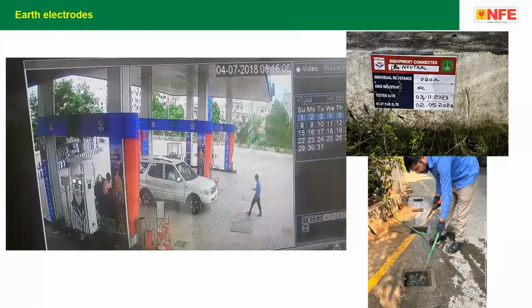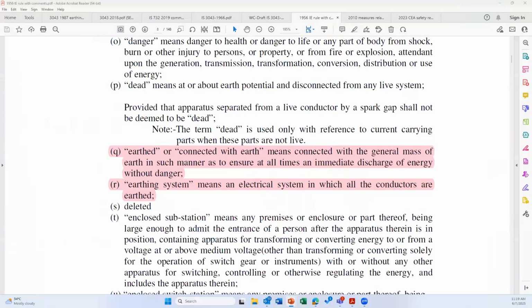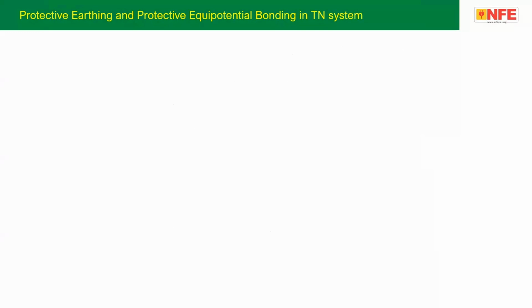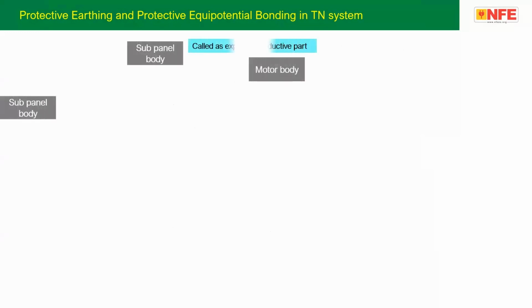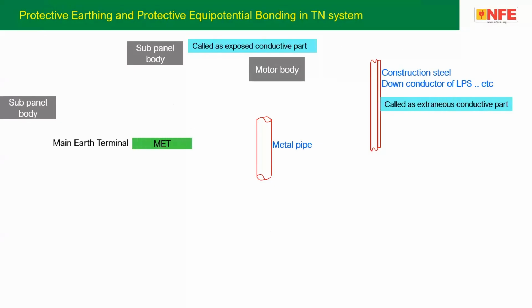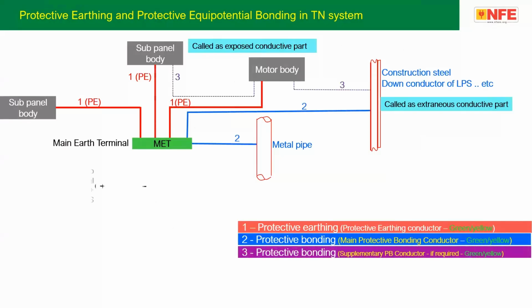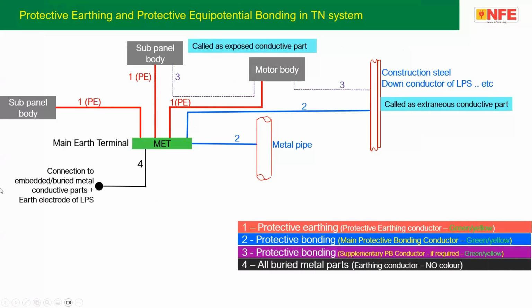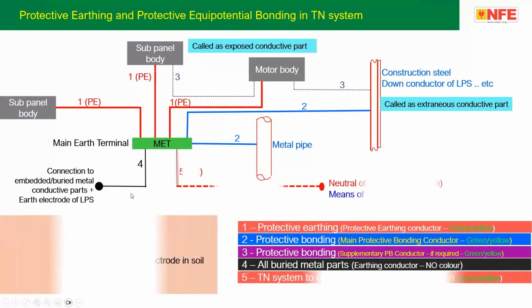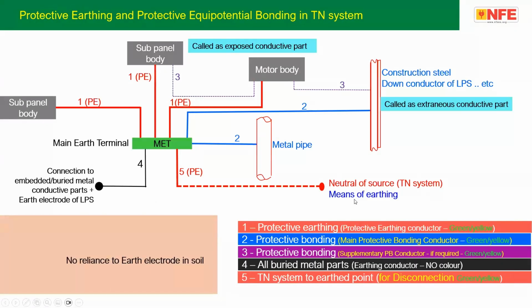Predominantly, this was due to the mistakes, or this was due to the old definition. However, in the new definition, the meaning of earthing, especially in a building, for example, protective equipotential bonding, as I read in the 2023 CEA regulation: the exposed conductive parts and extraneous conductive parts are connected to the MET with the help of protective equipotential bonding and supplementary equipotential bonding, and all the buried metal parts are also bonded to the same equipotential bonding bar, which is the earthing conductor, and the MET is connected to the neutral of the source, which is called the means of earthing in a TN system.